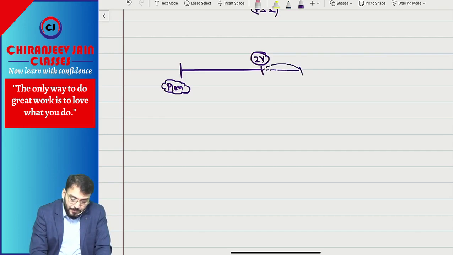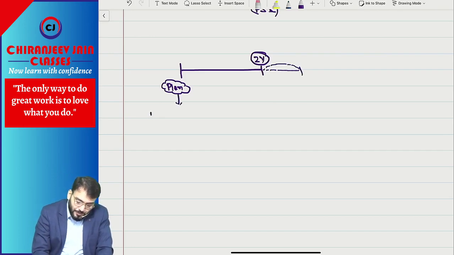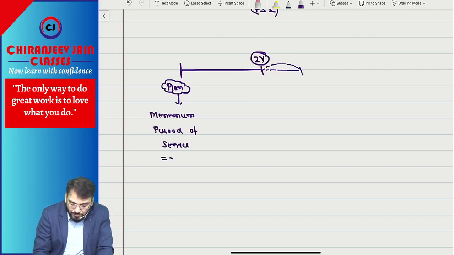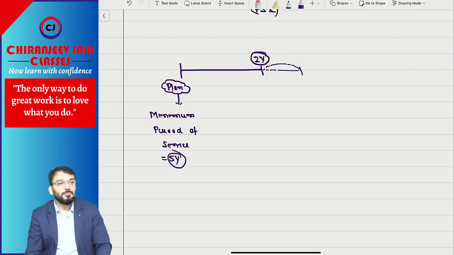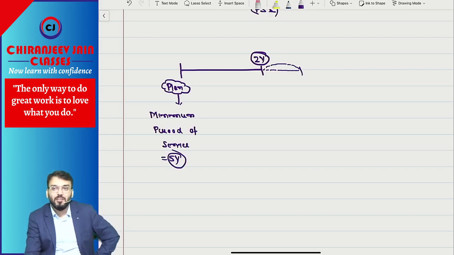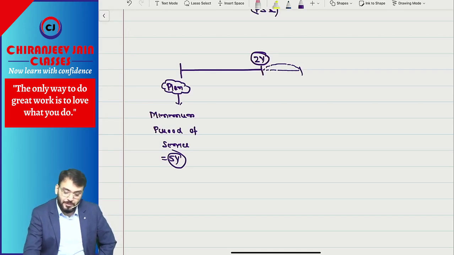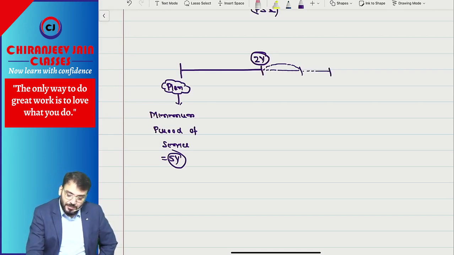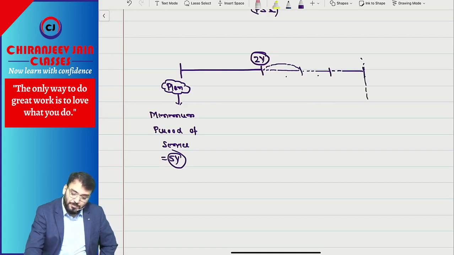And the plan was that the minimum period of service requirement is 5 years. Means an employee needs to work for 5 years, then only they are eligible for the plan. Otherwise they are not eligible for the plan. Means this is the 3rd year, 4th year and 5th year. So on this date we call the plan become vested.